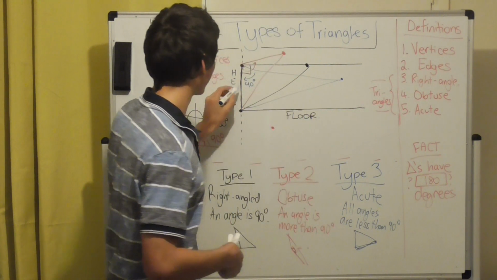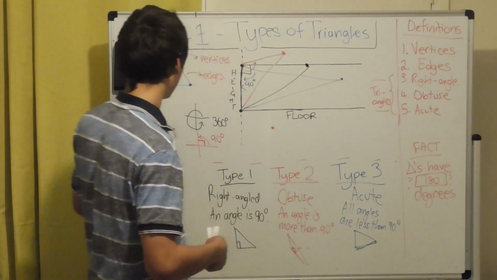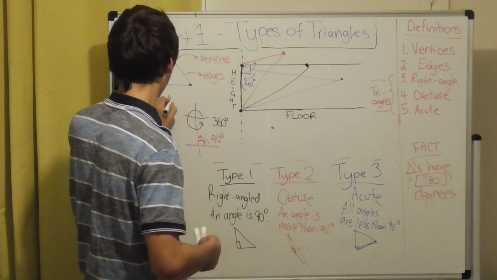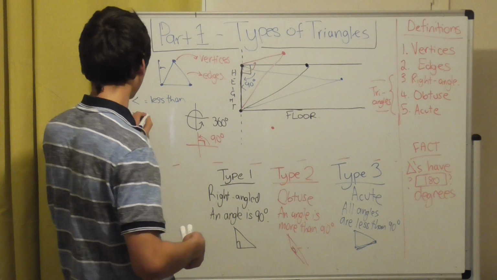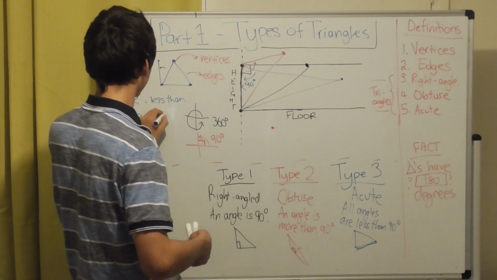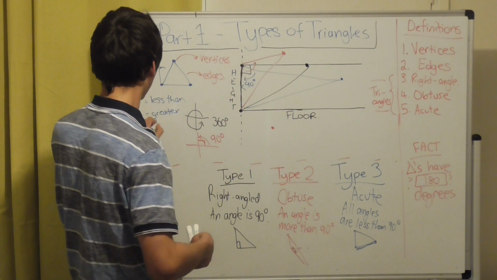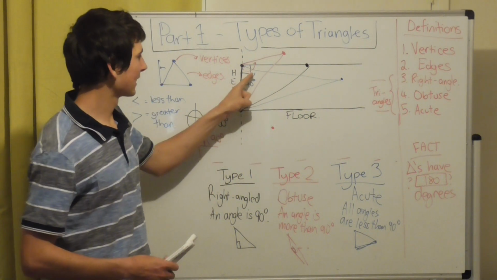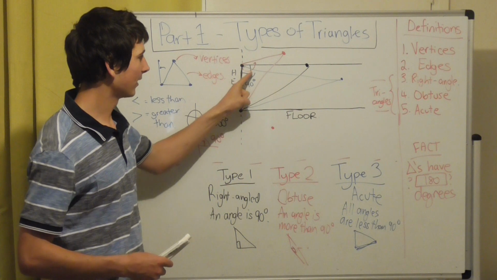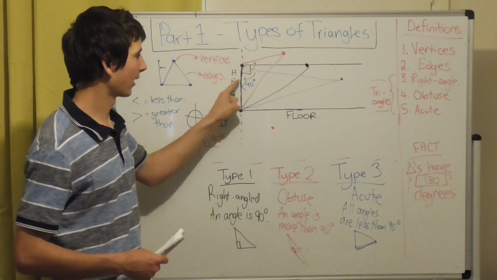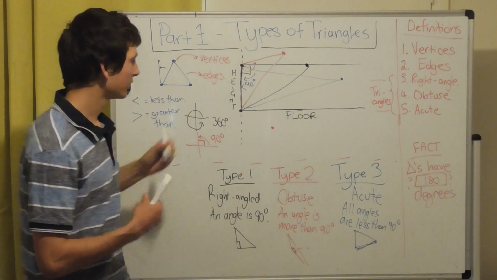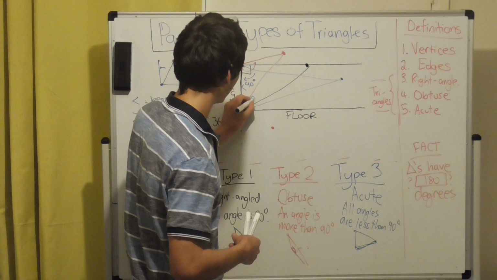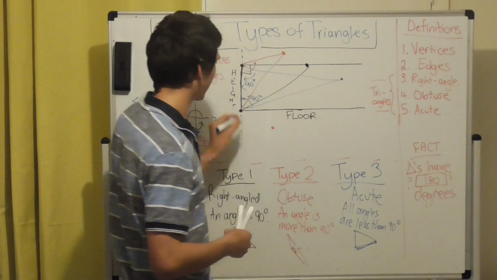So the symbol that we're going to use looks just like that, and it means less than. And this one means greater than. So this one's less than 90 degrees because the blue part is less than that big black part, that big black square. Just like over here, this blue part is less than that big black part.